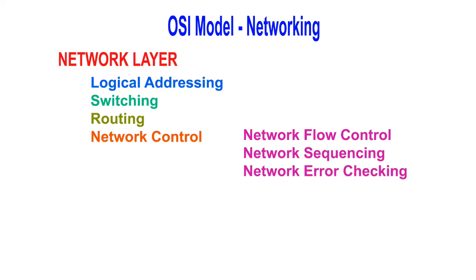Network error checking. Error checking occurs at three different layers: data link layer, transport layer, and session layer. Network layer error checking works in conjunction with the transport layer. It is concerned primarily with packet loss, duplicate packets, and or altered data. This ends our network layer functional overview.